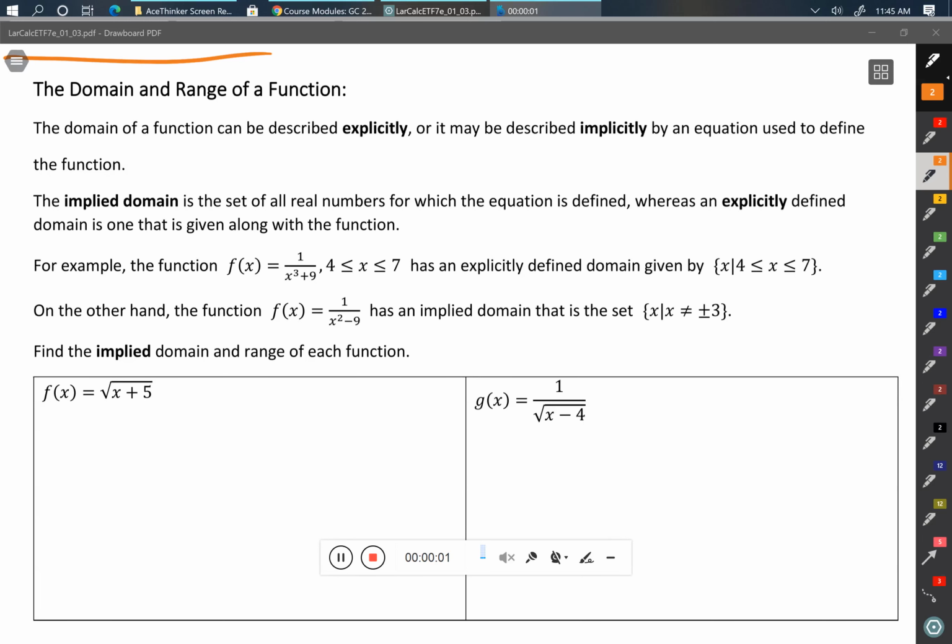Okay, so welcome back. This is section 1.3, part 2. In this session, we're going to start off by taking a look at domains and ranges of functions. All right, so there are two ways that domains and ranges, but specifically domains of a function, can be described. That is explicitly or implicitly.